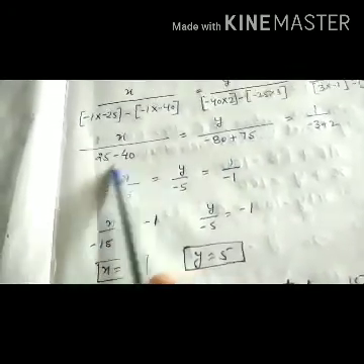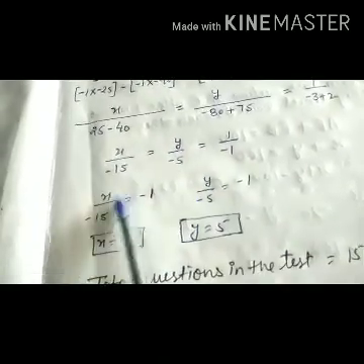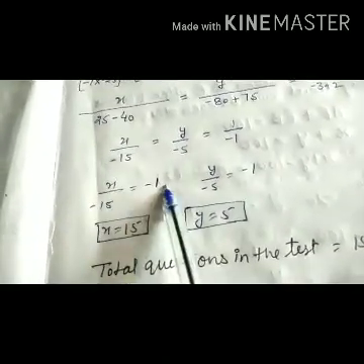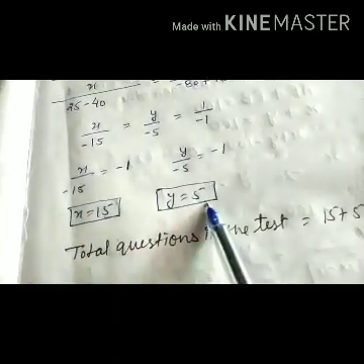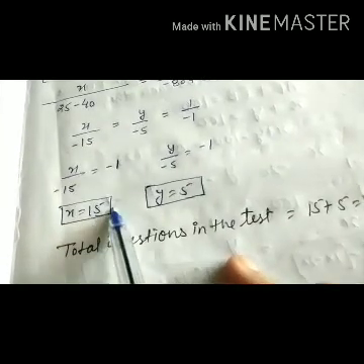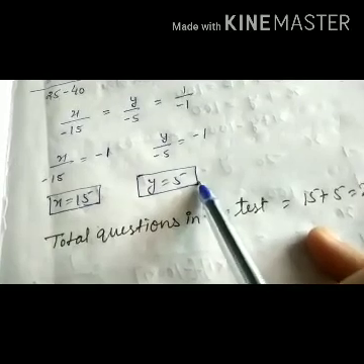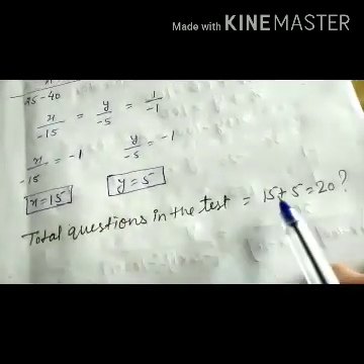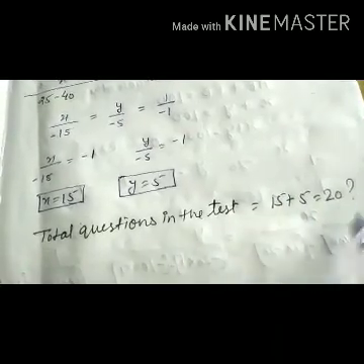So we will put x will be equal to this and y will be equal to this. So from here minus 15 divided by minus 1, the value of x is equal to 15 and the value of y is equal to 5 we are getting. So right answers we have 15 and wrong answers for Yash, that is 5. So total questions in the test, that is 15 plus 5 is equal to 20. Okay students.